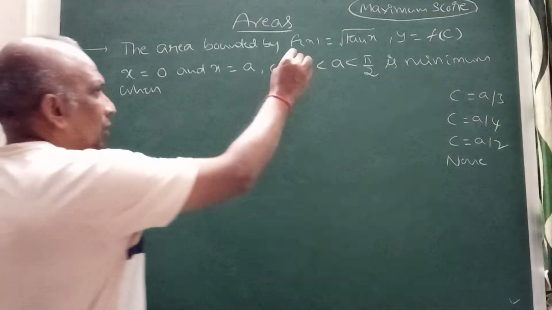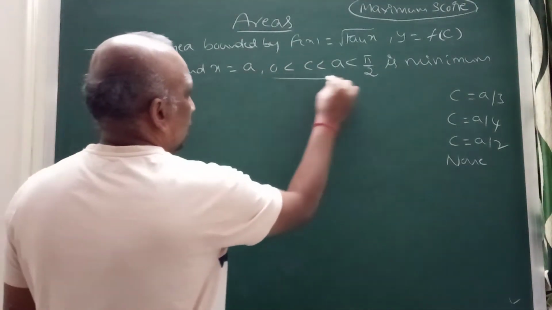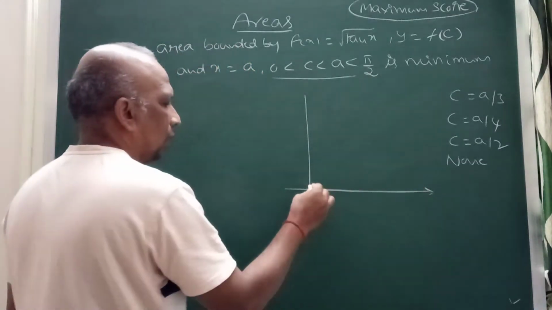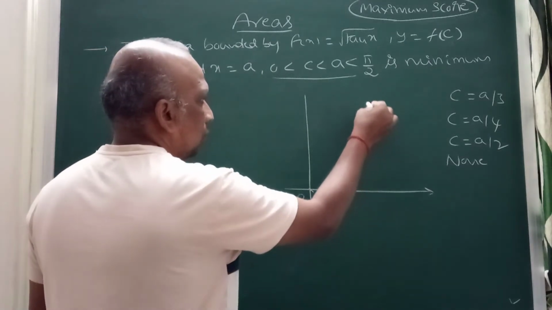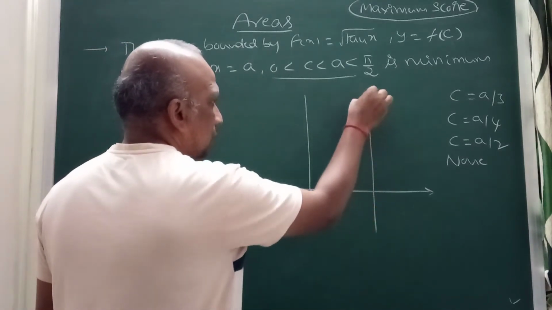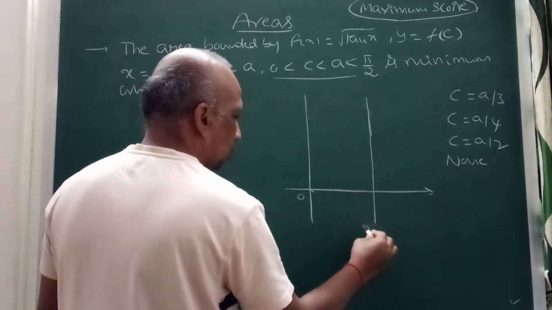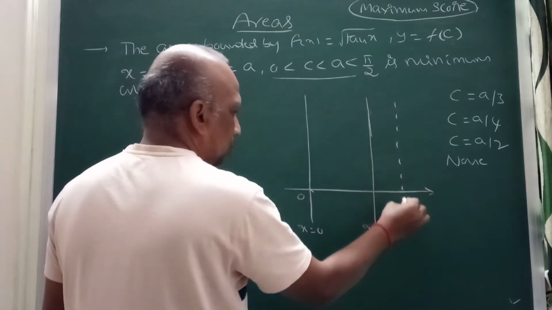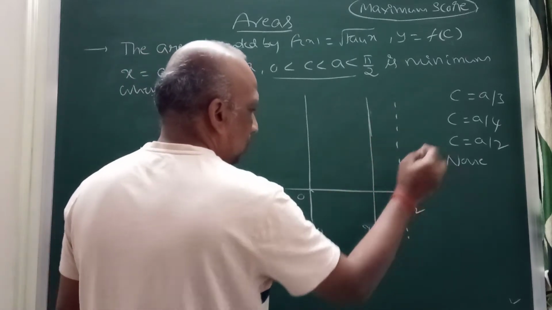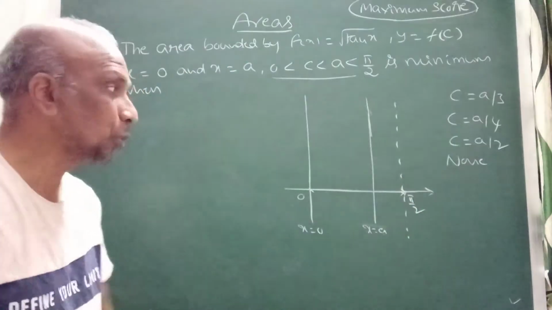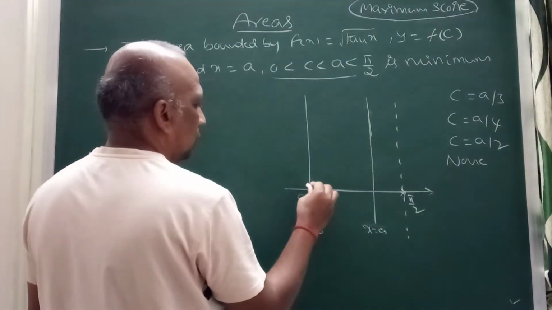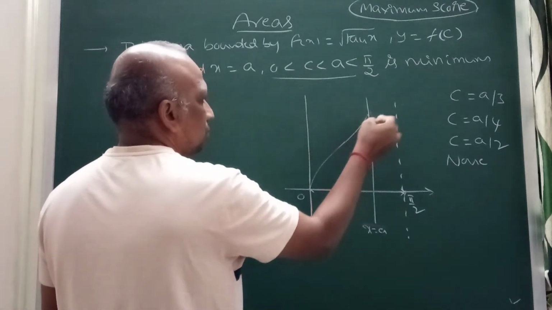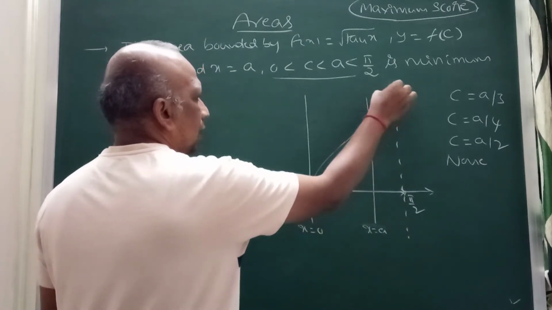You can check here. When they are given this one, 0 less than c less than a less than pi by 2, can you think about the graph of this? If you think about the graph of this one, I can write here 0. Now let this be a. You can consider this is the line x is equal to a, x is equal to 0. So I can write this is pi by 2. They are asking between 0 to a. So the graph root tan x, it will come like this, right? It will go like this. It will go up like this, right?